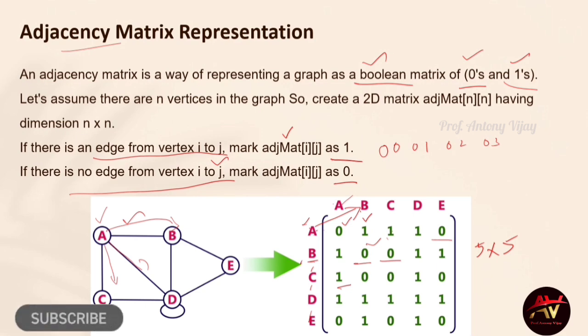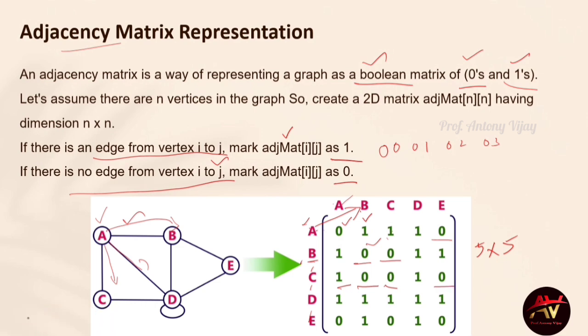C to A is there. See here, C to B. C to B, there is no direct connection. So 0. C to C, there is no self loop. And C to E here, 0. C to E, there is no direct connection.